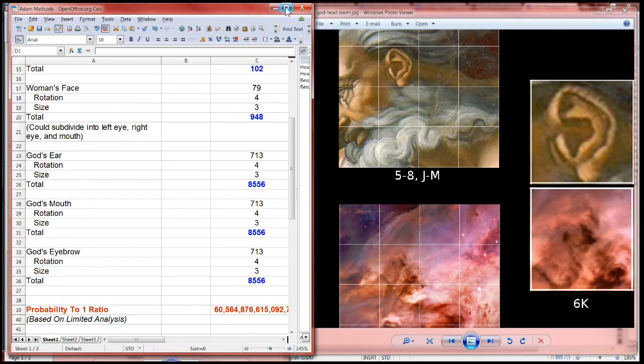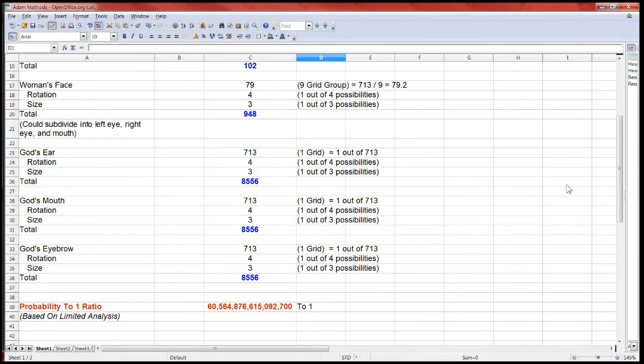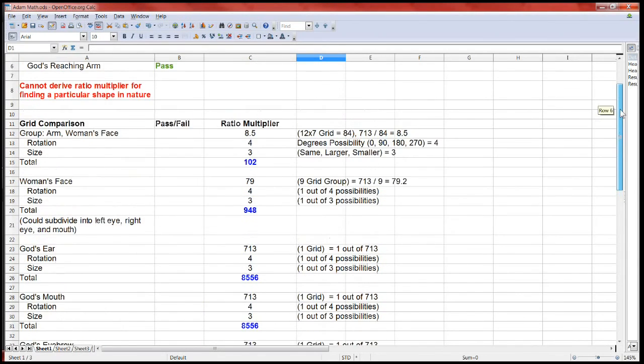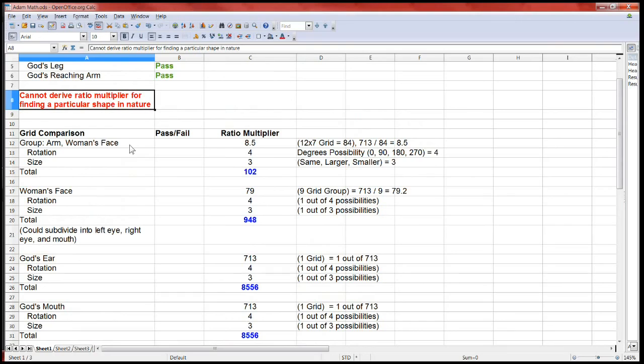So just with the grids that we have compared so far, a rough analysis, and by the way, it should be known too that we cannot derive a ratio multiplier for finding a particular shape in nature. For example, what are the chances that we would even find the shape that looks like the inner part of an ear, or that looks like that woman's face pointed in that direction in nature? There is no number for that, but the number would be rather low to randomly find these various things all grouped within the same image together.